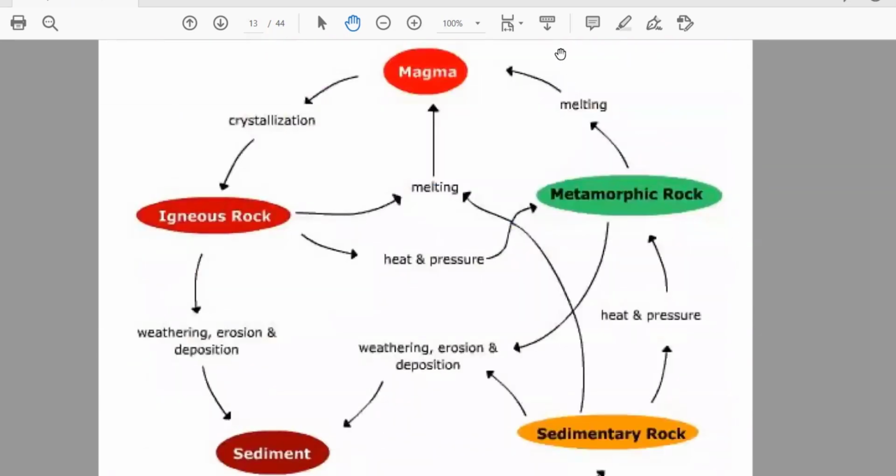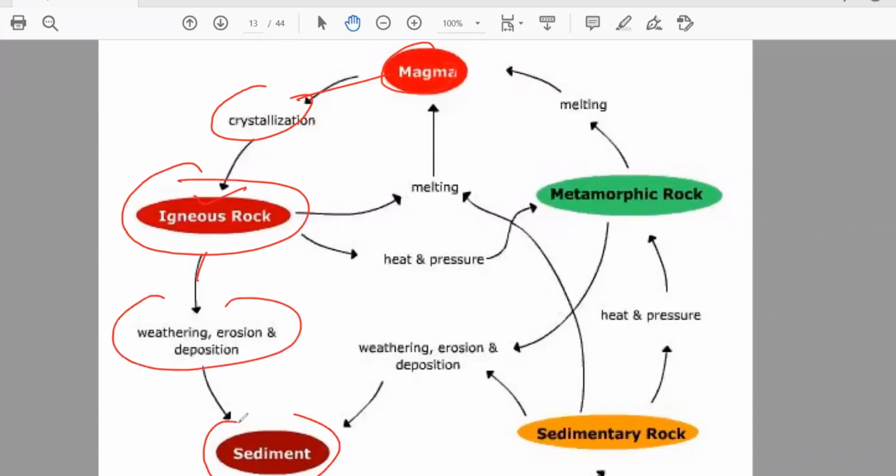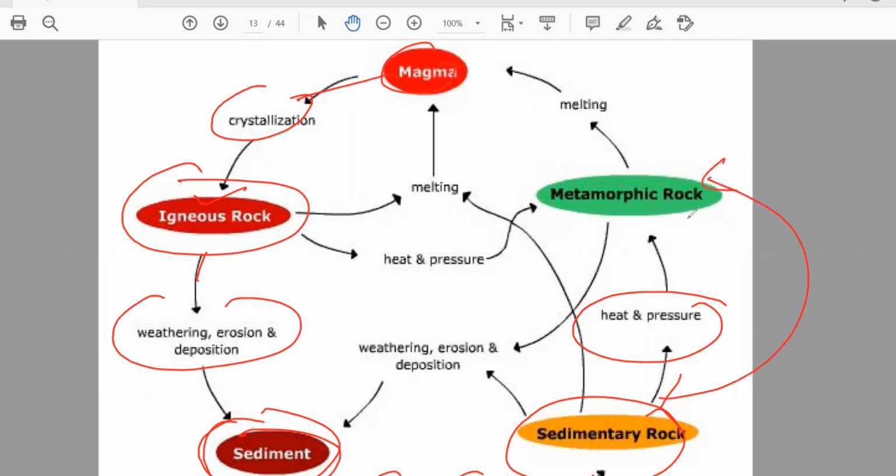Here they have explained it in a diagram. For example, when magma cools down and crystallizes, which rock is made? Igneous rocks. Igneous rocks erode and make sedimentary rocks. First they make sediment, then the sediment is compacted and cemented to make sedimentary rocks. If these get high temperature and pressure, they become metamorphic rock. And again, if metamorphic rock melts, it becomes magma.